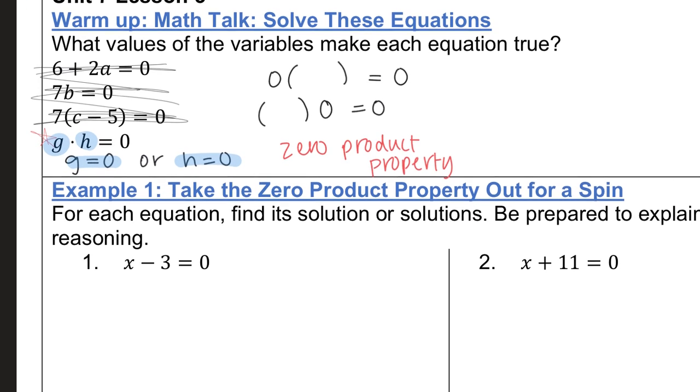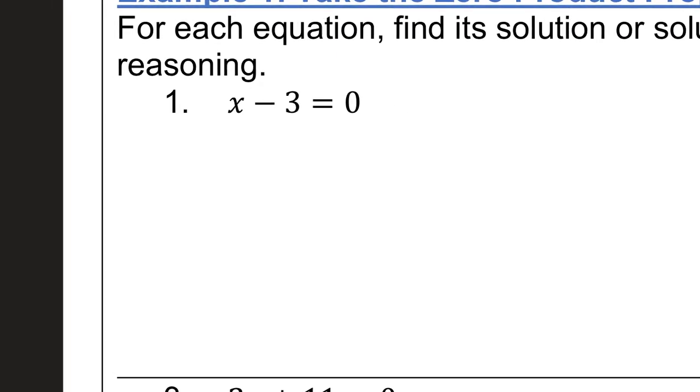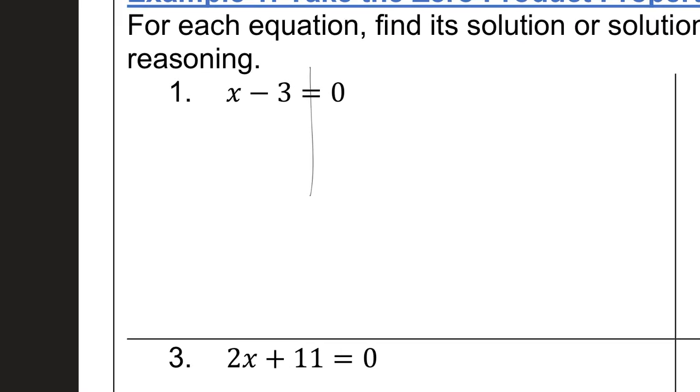So if we look down here at example 1, we're going to be using our zero product property, but right now we just want to solve and find the solutions. So here we have x minus 3 equals 0. So just like we've done before, we are going to draw that line through the equal sign. If you don't want to draw the line, you don't have to. We want to get x alone, so I'm going to add 3 and add 3. Those will cancel, so x equals 3.